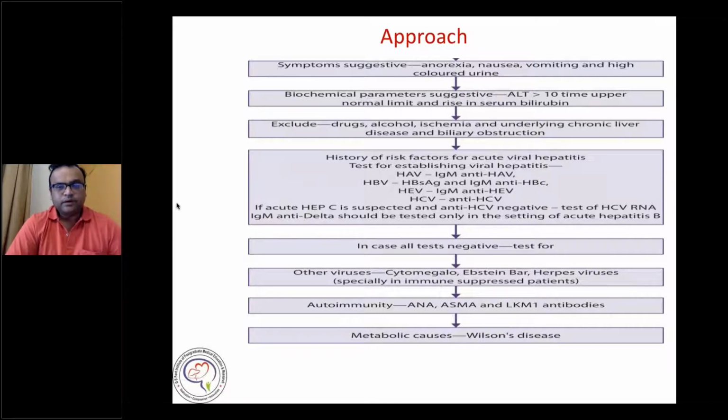And if all tests are negative, then we have to look for systemic causes, something like CMV, Epstein-Barr virus, or herpes viruses. If it is not there, then we look for factors like autoimmunity, and tests like ANA, SMA, and anti-LKM antibodies are to be checked for, and finally the metabolic causes like Wilson's disease. We do see a lot of cases of Wilson's disease presenting as acute viral hepatitis leading to acute liver failure.